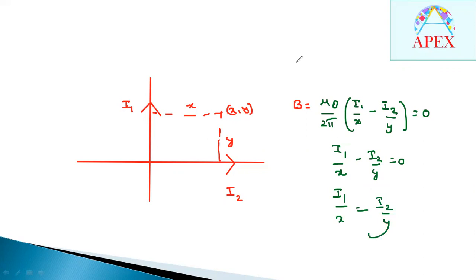But you have to write an equation for a straight line here. So you can just write that y equal to I2 by I1 into x. This is just like y equal to mx. In such a way, you can write the locus of the points where the magnetic field becomes 0.